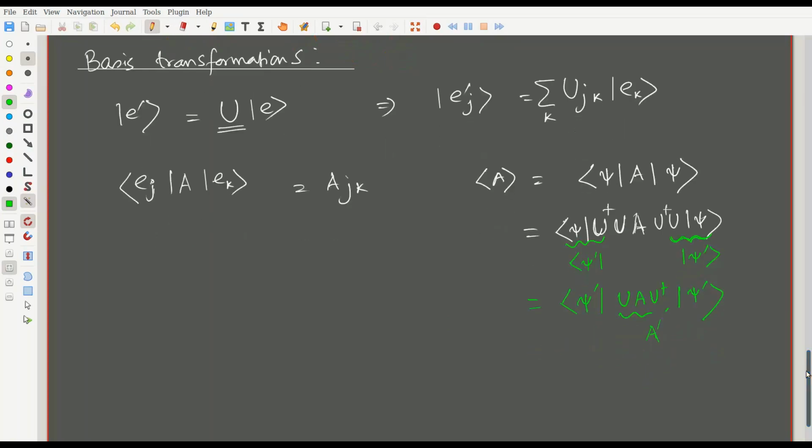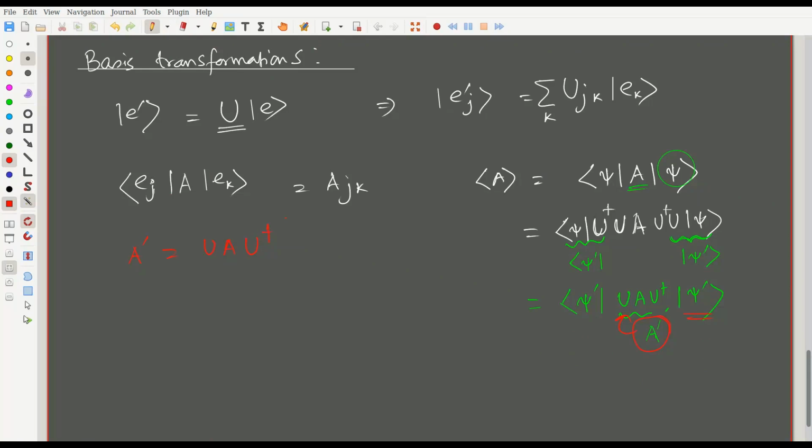Okay. So in terms of the old basis, if the operator was A, then in terms of the new basis, the operator would be A prime, and it would be related to A by this similarity transformation. Again, my new operator A prime will be U times A times U dagger, if U is my basis transformation.